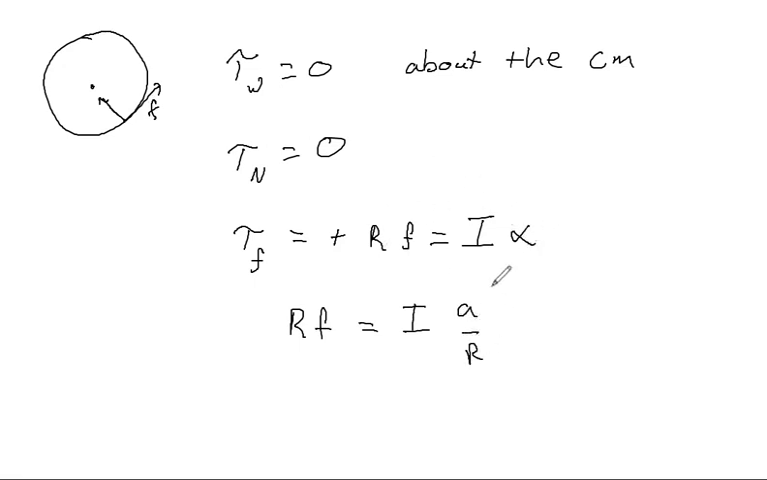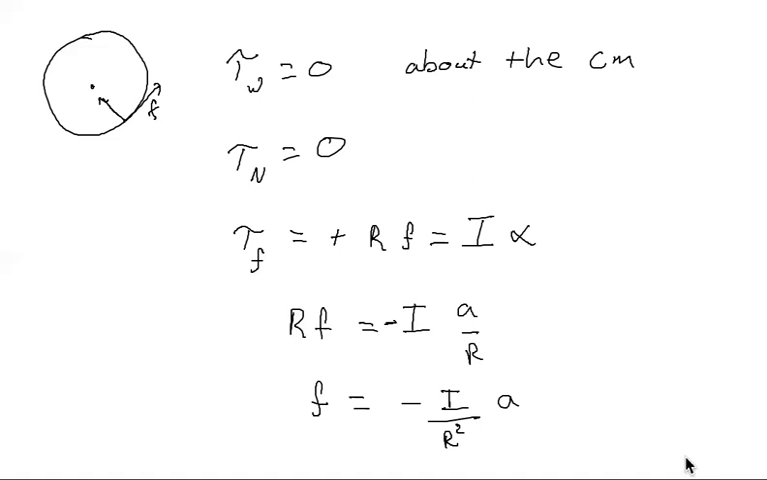Now let's be really careful with minus signs. If alpha is positive, the acceleration is negative, so I actually get a minus sign there. Or the friction force equals minus I over R squared, there's that combination again, times the acceleration. So if the acceleration is positive, the frictional force will be negative. In this case, we know the acceleration is going to be negative because it's going to be down the ramp, in which case the friction force will be positive up the ramp.